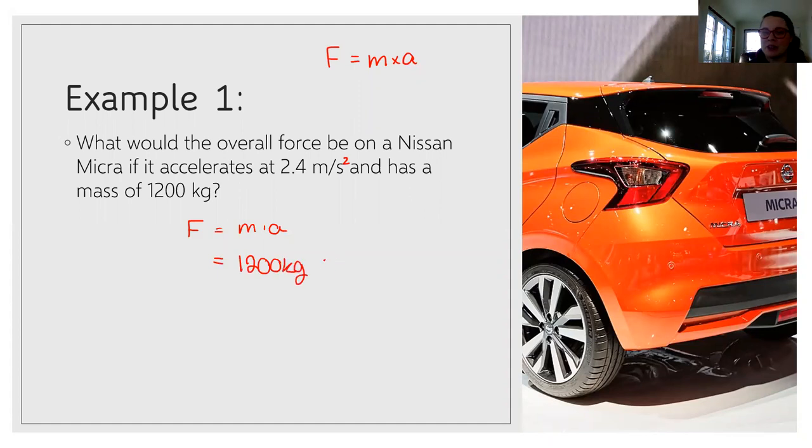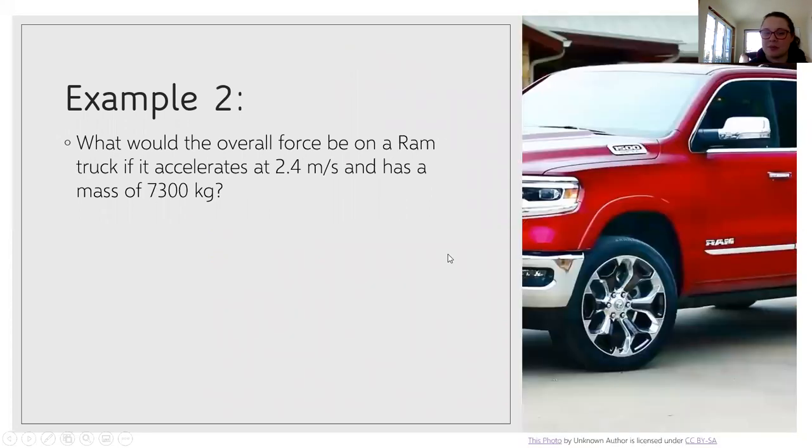1,200 kilograms times 2.4 meters per second squared. Kilograms times meters per second squared will give us newtons. Putting that in our calculator, we get 2,880 newtons of force. That's what you would need. Right? Pretty easy calculation. No real rearranging in this one.